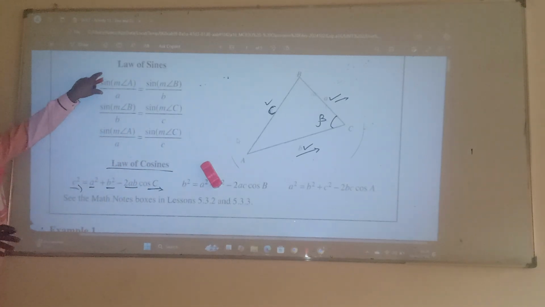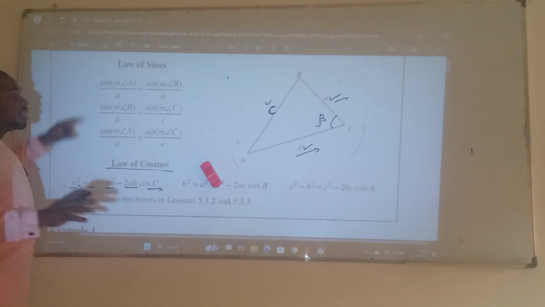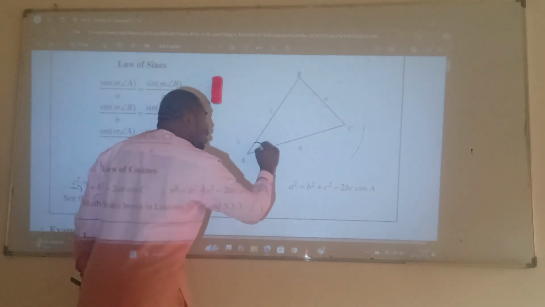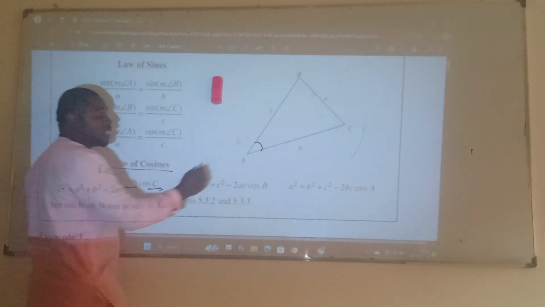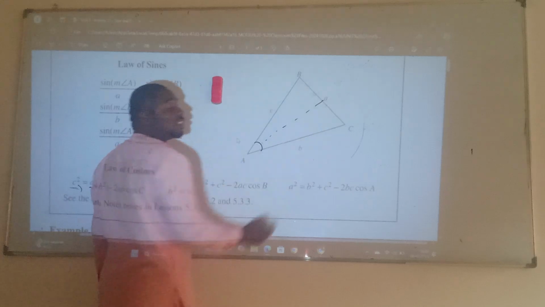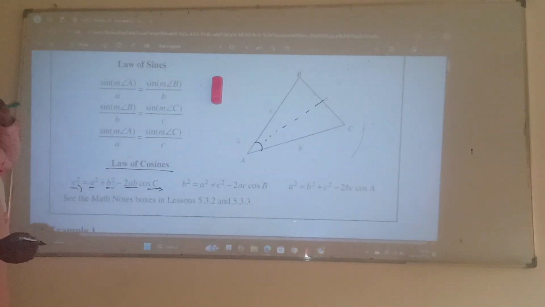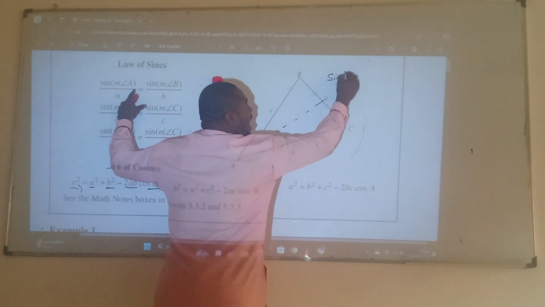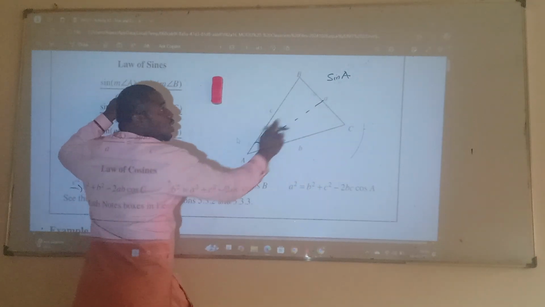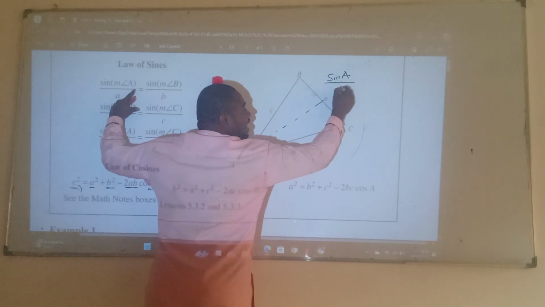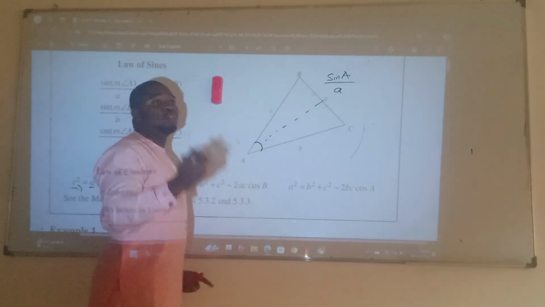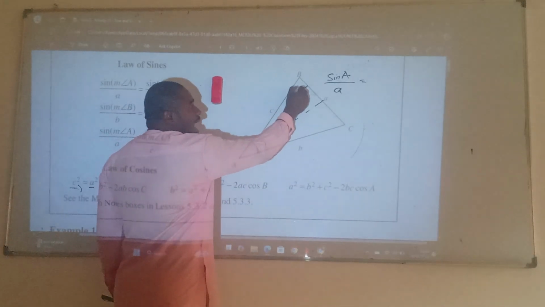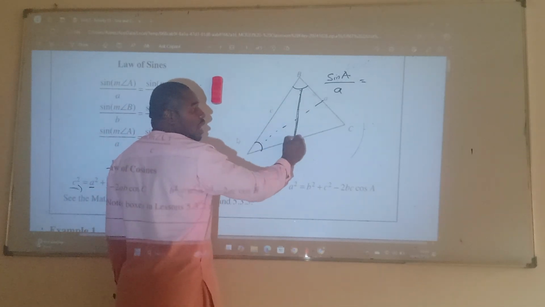Now, the sine rule is similar, right? The sine rule states that if you look at this angle A over here, it's facing this side. So the sine rule says that the sine of this angle over here, upon the side itself, which is A, should be equal to the sine of this angle here and the side facing it. Are we together?